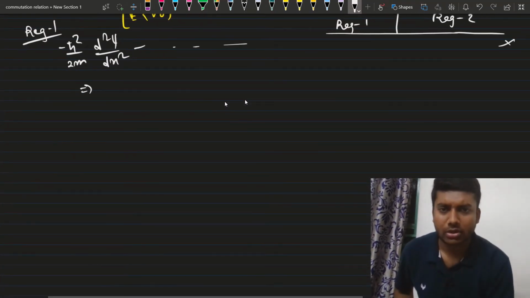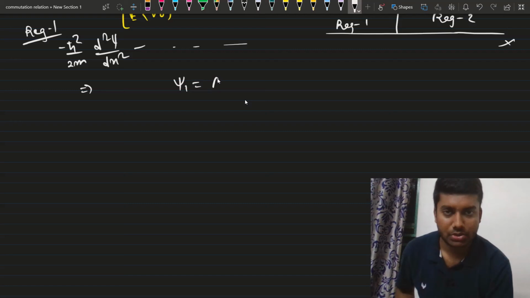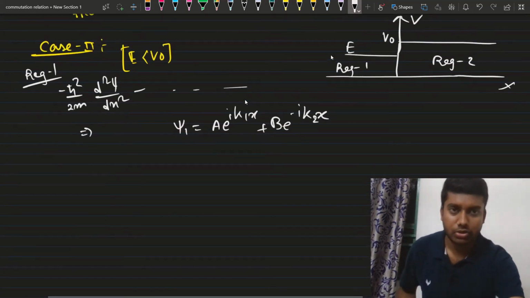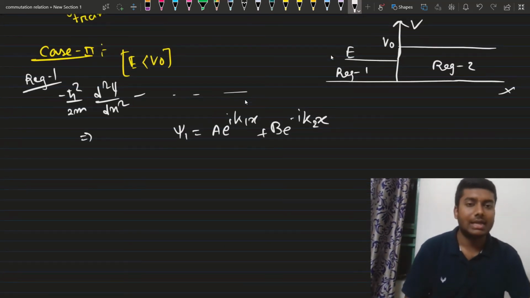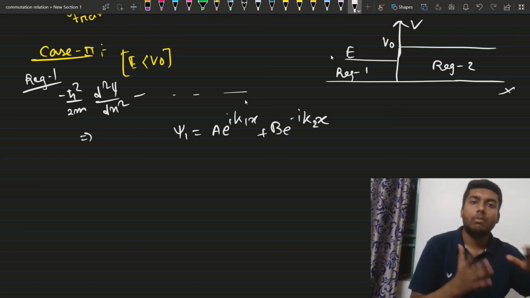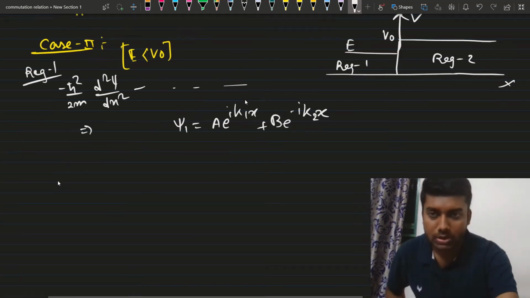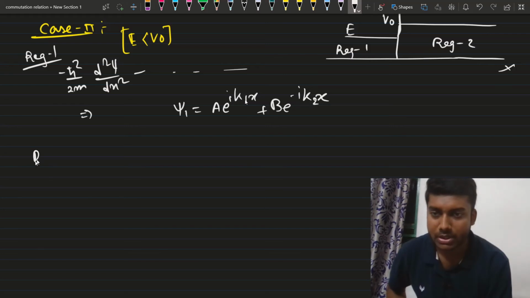Okay, and the solution will be just the same. Psi1 is equal to a e to the power i k1x plus b e to the power minus i k2x, as in region 1. Why is it happening? In region 1 there is no restriction, there is no potential, so the thing will be just the same. But in region 2 something will be different. What will be different in region 2?